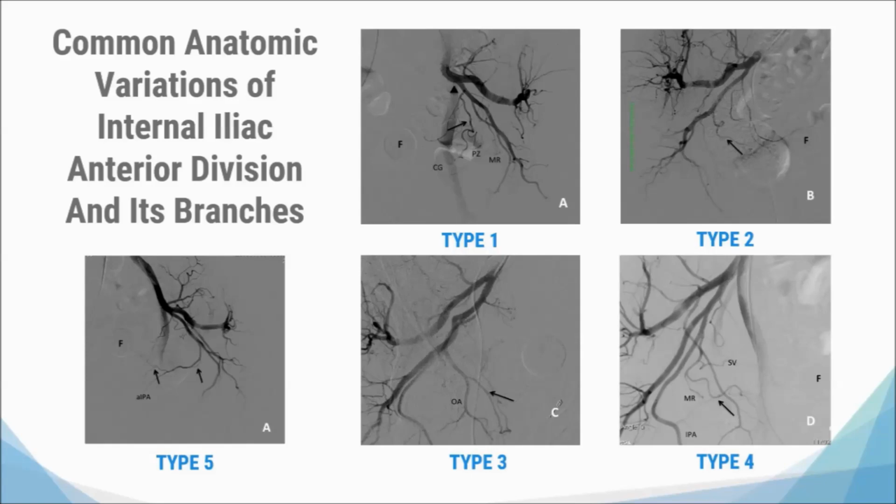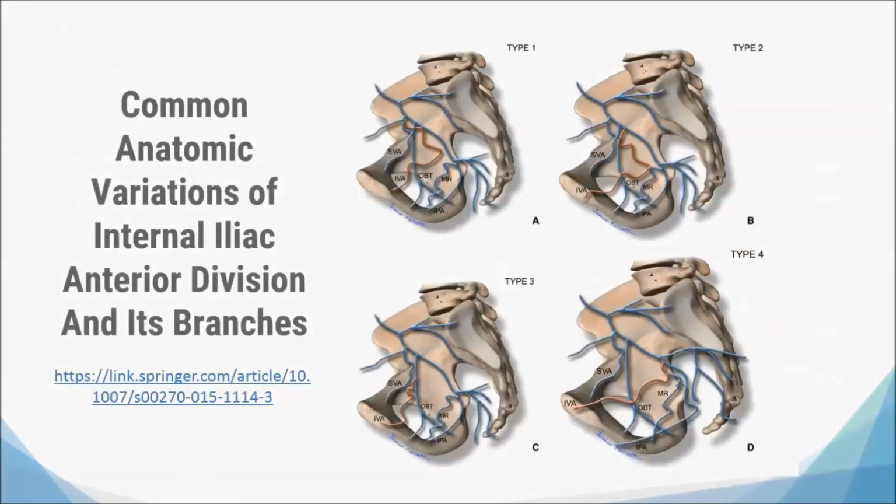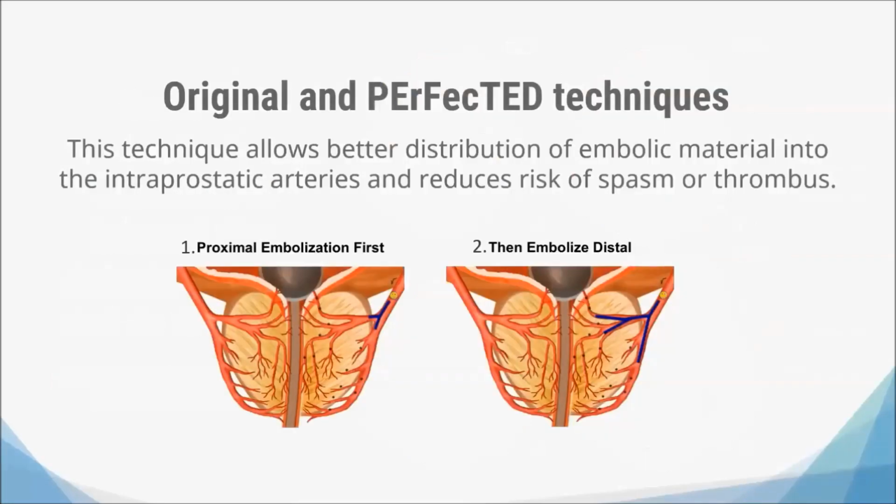And it is important to remember that when we have type 4, in about 50% of the cases, we have a branch that feeds the rectum. So it is important to understand the prostatic artery, the internal pudendal artery, and also the middle rectal artery. So in general, there are two main techniques that have been used in the world. The first one, what we call the original technique, and the second one is the PErFectED technique.